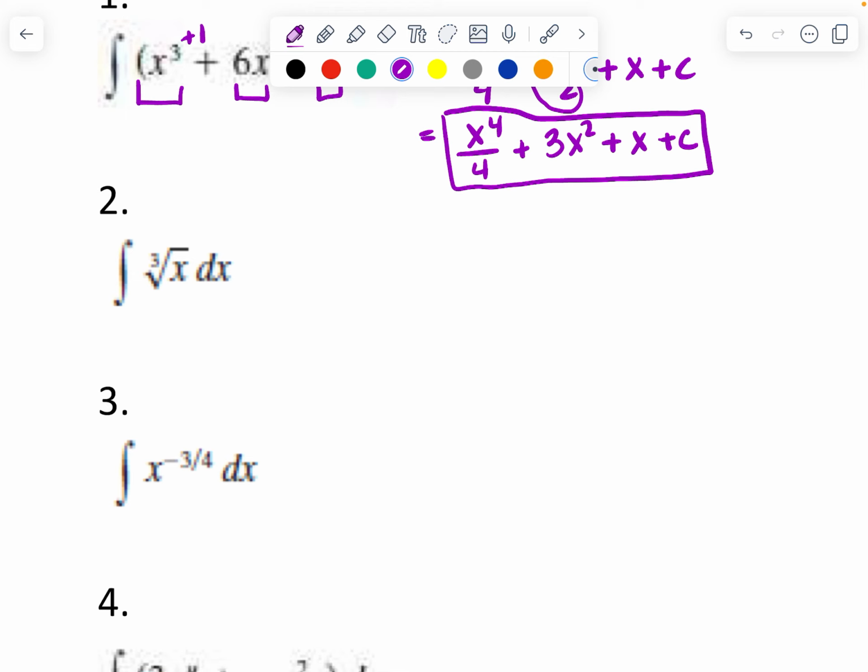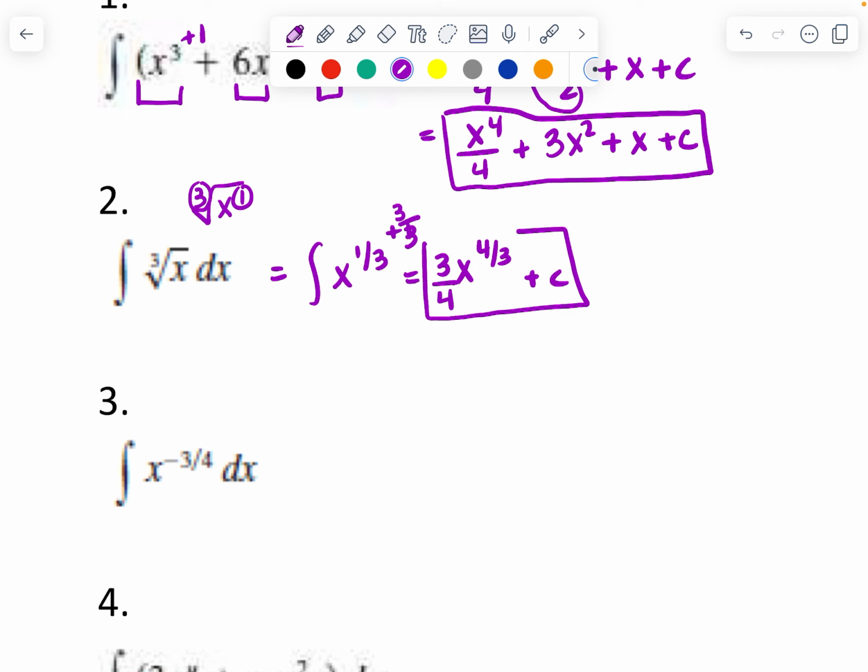All right, number 2. So doing a little bit of changing here. I can't integrate this yet, but I can use some algebra and change a cube root of x to x to the 1/3. Remember, how does that work again? This is x to the first power, so we're going to do in over out. So it's 1 over 3, okay? And what's that going to be when we add 1 to that? It's going to be x to the, remember, adding 1 is the same as adding 3 over 3. So 1 over 3 plus 3 over 3 is 4 over 3. And then we need to divide by 4 over 3, but dividing by a fraction is the same as multiplying by the reciprocal. So you're going to get 3/4 x to the 4/3 plus c.